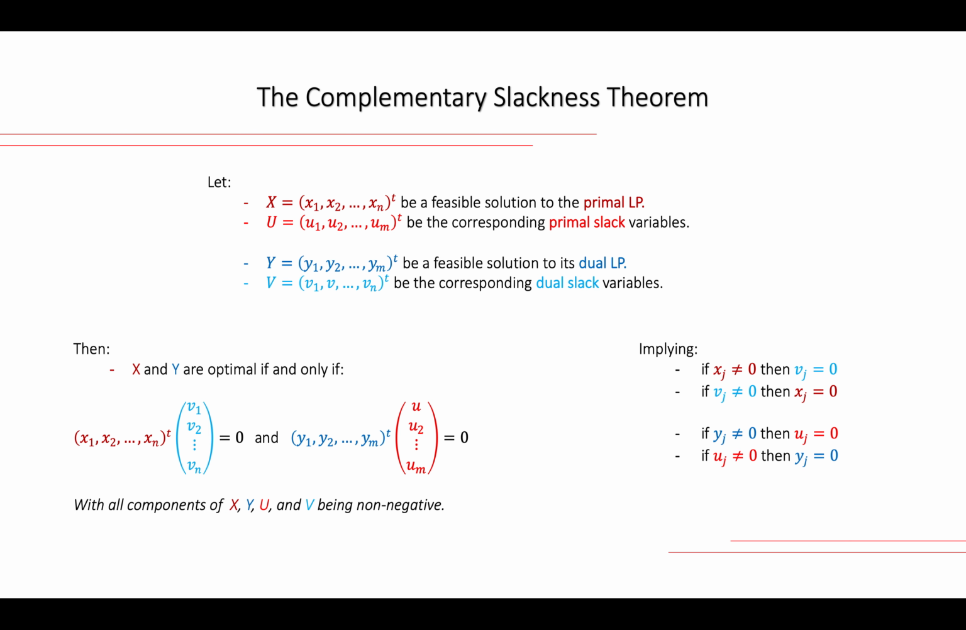The theorem states that x and y are optimal only if the product of the primal LP solution and the dual LP slack variables equals 0. And this goes the other way too. The product of the dual solution and the primal slack variables must also equal 0. Now this if-then statement has some relevant implications, but they're much easier to explain in simple English, which I'll do on the next slide.